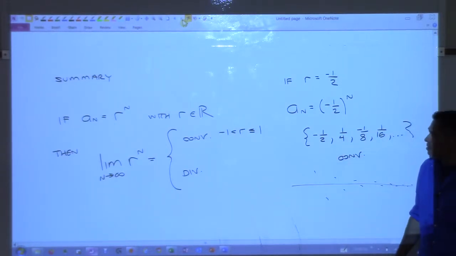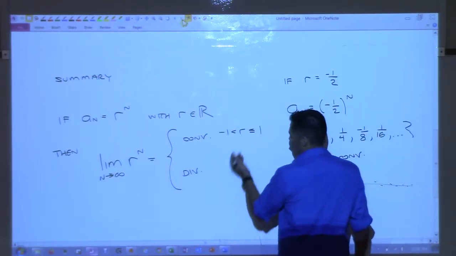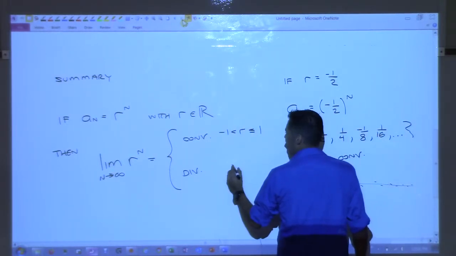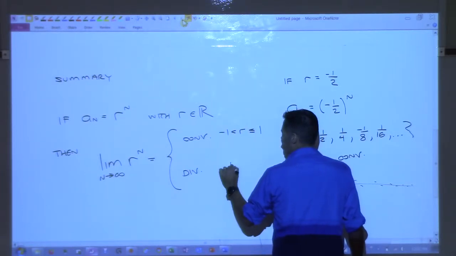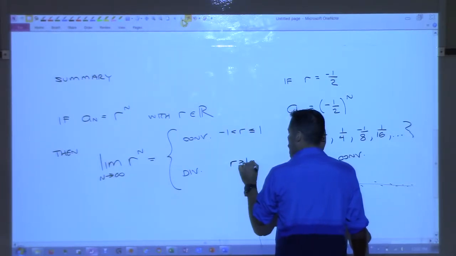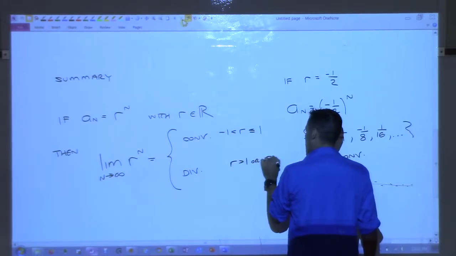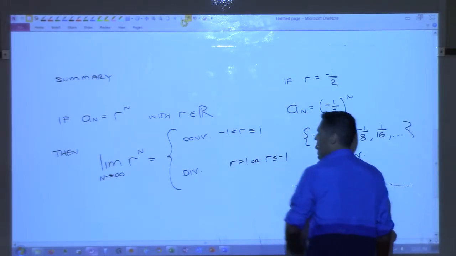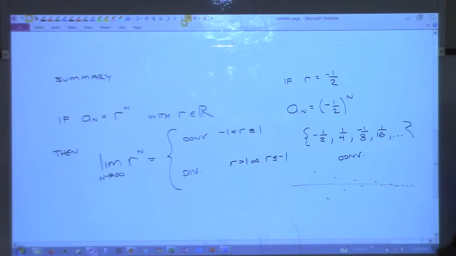When does it diverge? The opposite of this, right? So if r is greater than 1 or less than or equal to -1. Because remember, if it is -1, then it's going to diverge, right?